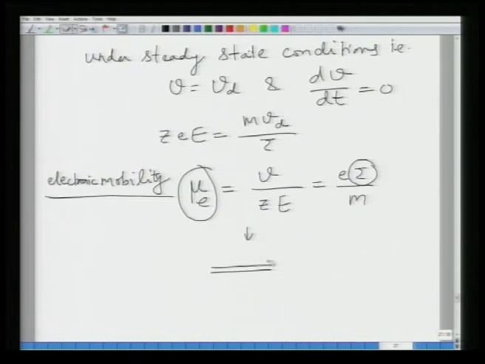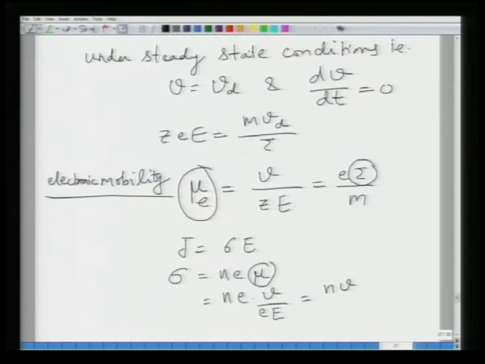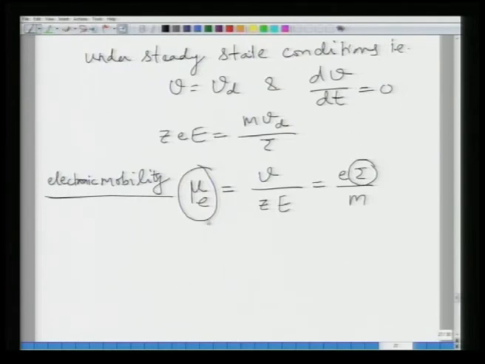Or I can write this expression slightly differently. J is equal to sigma E, and sigma is equal to n e mu, and you know that mu is proportional to V. So, what basically is this mobility? Mobility is nothing but velocity divided by field, and this becomes, from the previous relation, e tau divided by m.